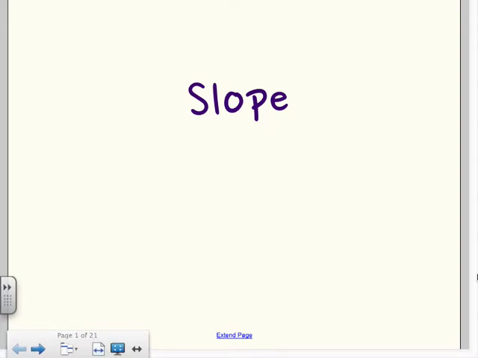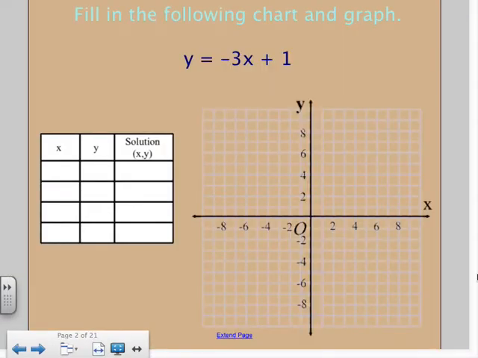All right, this video is on slope. Before we get started, I want you to go ahead and practice graphing this, okay? So go ahead and pause it, fill in a table, plot some points, and then hit play to check your work. All right, so this one has 4 points. If you only did 3, that's fine.